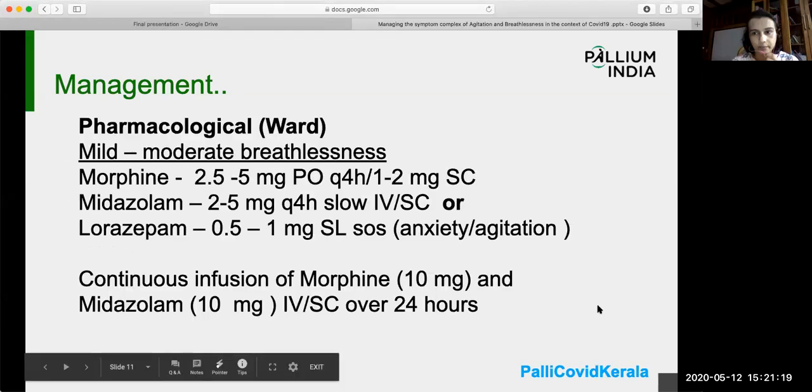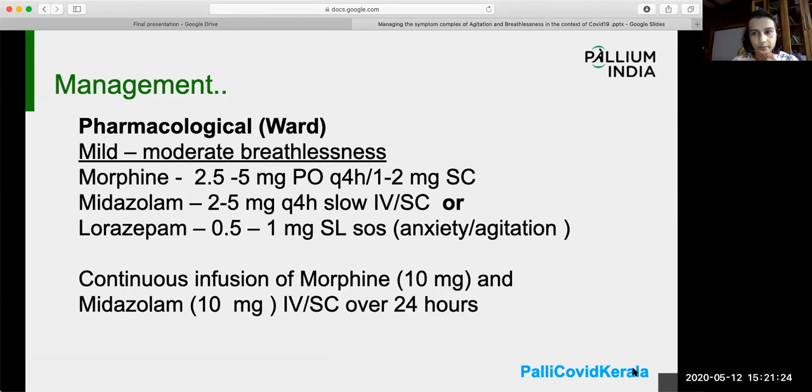Moving on to the pharmacological management. Again, this has been divided into management in the ward and management in ICU.